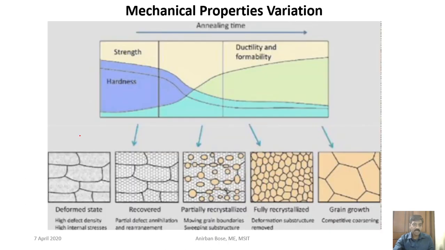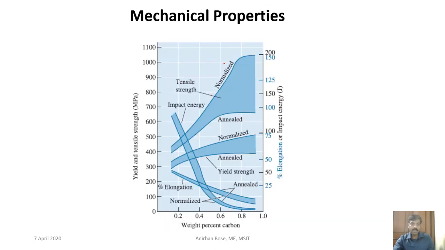What about the mechanical properties? Definitely after plastic deformation, the hardness increases, and gradually after recovery, recrystallization and grain growth, the hardness is gradually decreasing. On the other hand, you can see ductility is gradually increasing. Here also you can see the different types of heat treatment in steel. We have seen their mechanical properties and their ranges.